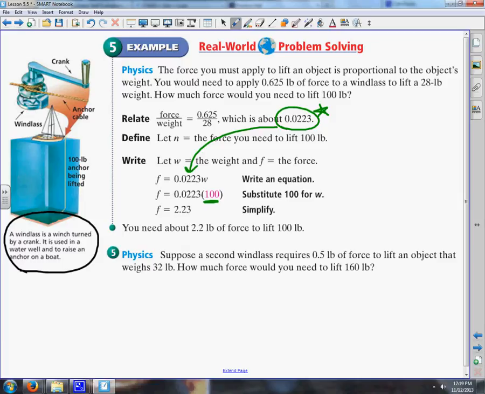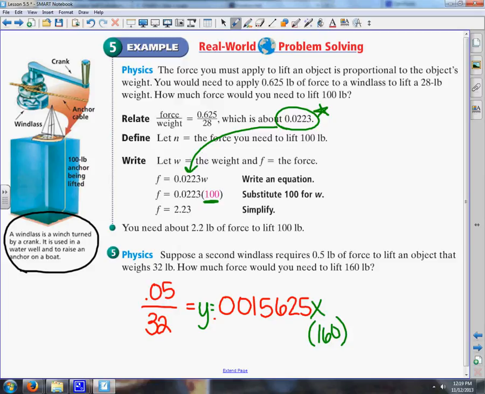Suppose a second windlass requires 0.5 pounds of force to lift an object that weighs 32 pounds. So I would first find out what my constant is, my k. So then I would have 0.5 divided by 32. So this equals 0.015625. And then how much force would you need to lift 160 pounds? So if this is my equation, y equals k times x, I'm going to put in 160 here. So I'm going to multiply that by 160. I would need 0.25 pounds of force.